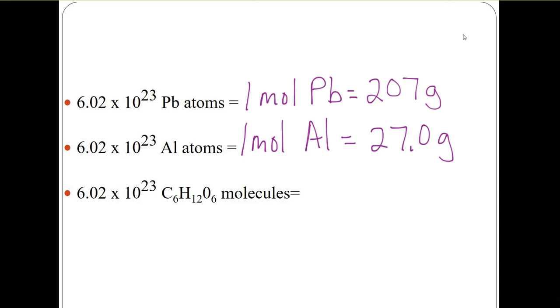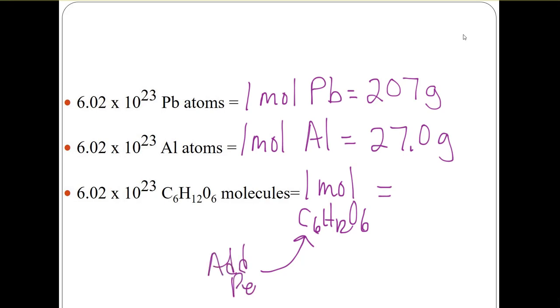Let's look at the next one. I have 6.02 times 10 to the 23rd glucose molecules, or C6H12O6. So this is 1 mole of glucose. And when I have more than one atom, so here I have 6 carbons and 12 hydrogens and 6 oxygens, I'm going to add them all up from the periodic table. We'll add up 6 carbon atoms, 12 hydrogen atoms, 6 oxygen atoms, and I end up getting 180 grams. I will talk more about those molar masses later.